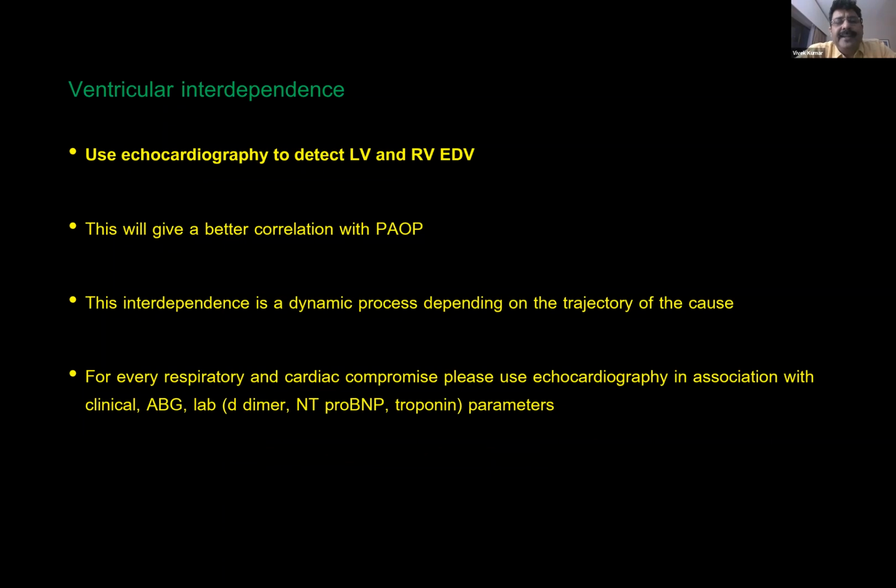Use echocardiography to detect LV and RV end-diastolic volumes. This will give a better correlation with PAOP. This interdependence is a dynamic process depending on the trajectory of the cause. Bad ventilator settings: when the boss sets it right in the morning, your acute cor pulmonale will disappear. ARDS developing pulmonary hypertension: you prone the patient, or you take him on inhaled nitric oxide or on ECMO, and again it will disappear. Venous thromboembolism: you lyse it, and it disappears. Therefore, for every respiratory and cardiac compromise, please use echocardiography in association with clinical, ABG and lab parameters.